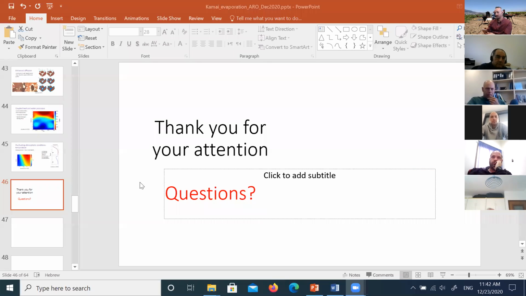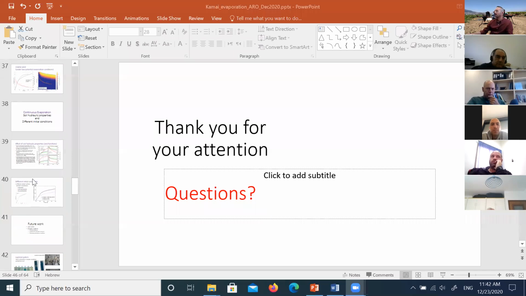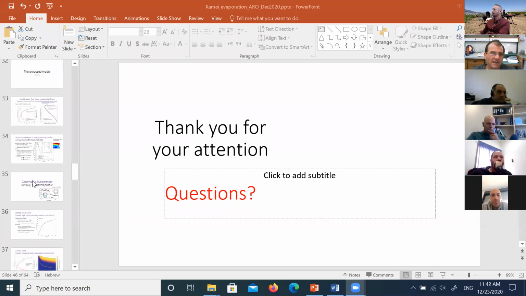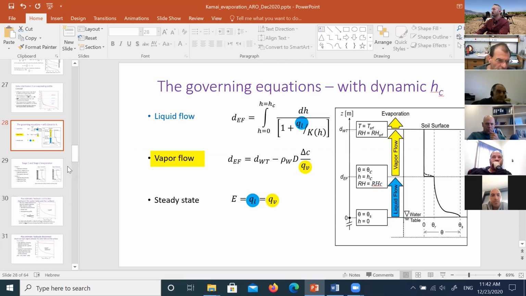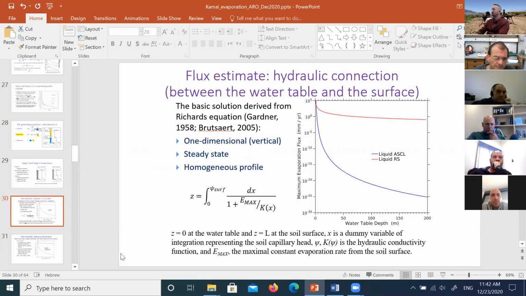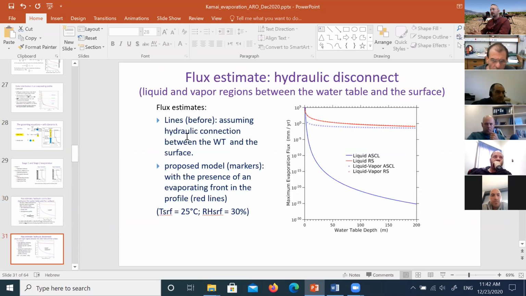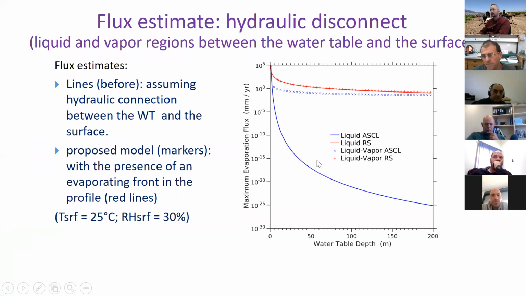Now, isn't this too heavy an assumption that this is the major process that happens? And as you showed, where you compare the sandy and the, number 30, or 31, yeah. Here, as you see, the liquid vapor doesn't care where the water table is. It can be 20 meters or 200 meters below surface, the vapor flux will be 1 millimeter per year.